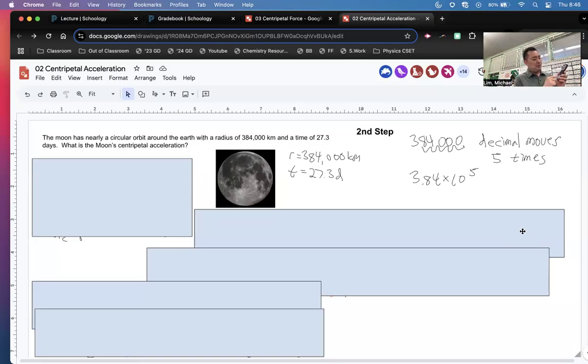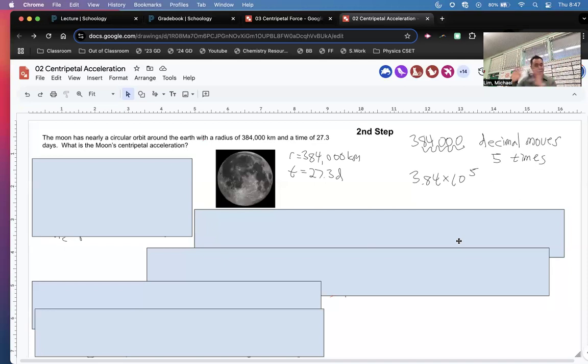Type 3.84 and then click on second, and then click on X minus one. It's right above seven. So when you click X minus one, you should see a letter E. Does everyone see letter E after your 3.84? That represents times 10. All you need to do now is push 5, and 3.84 E5 is the same thing as 3.84 times 10 to the fifth. And you're going to use that to write your calculations and do your input in the calculator.